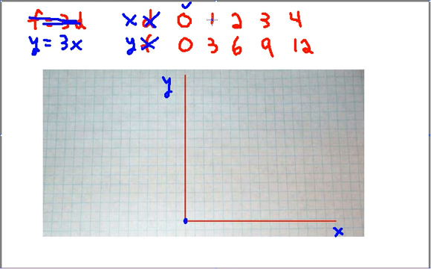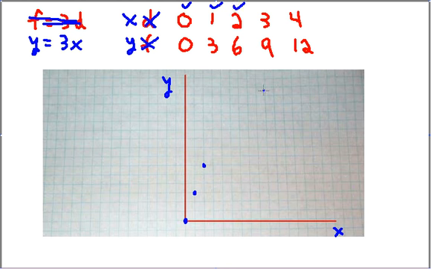Our second point that we're going to plot for this equation is x equals 1, y equals 3. So we count over on our x-axis 1 away. There's our first. Then we go up 3: 1, 2, 3. So there's our second point. This point has the coordinates 1, 3. Our next point has the coordinates 2, 6. So start at our origin, go over 2, and up 6. So there's the next point. That takes care of that one.